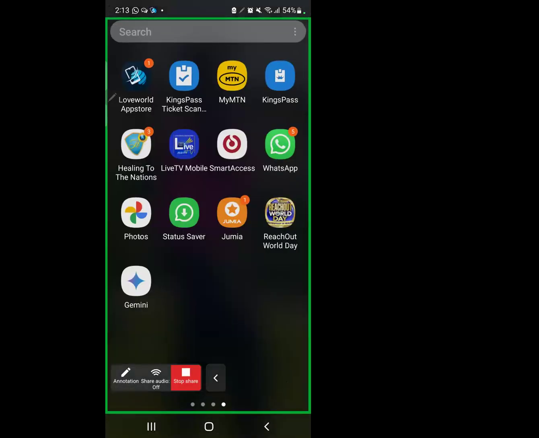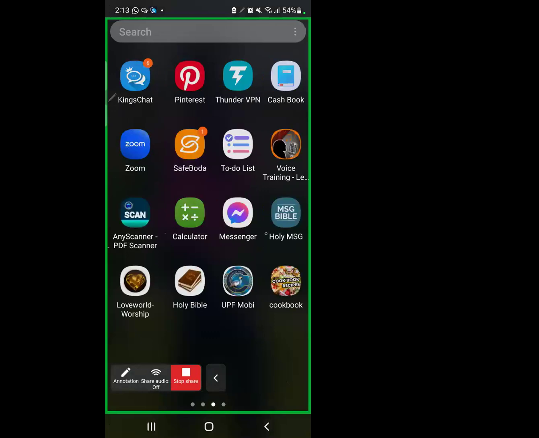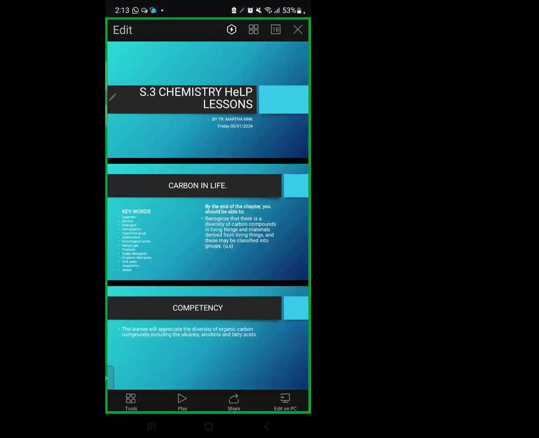Okay, so just a brief on what we studied last week. We started on a topic called carbon in life, and we said carbon in life basically deals with us knowing that different substances we interact with have carbon in them. And then we also looked at what a homologous series is, and we said it is basically like a family that has the same general formula and similar chemical properties. So we looked at alkanes and we found out the general formula of alkanes.